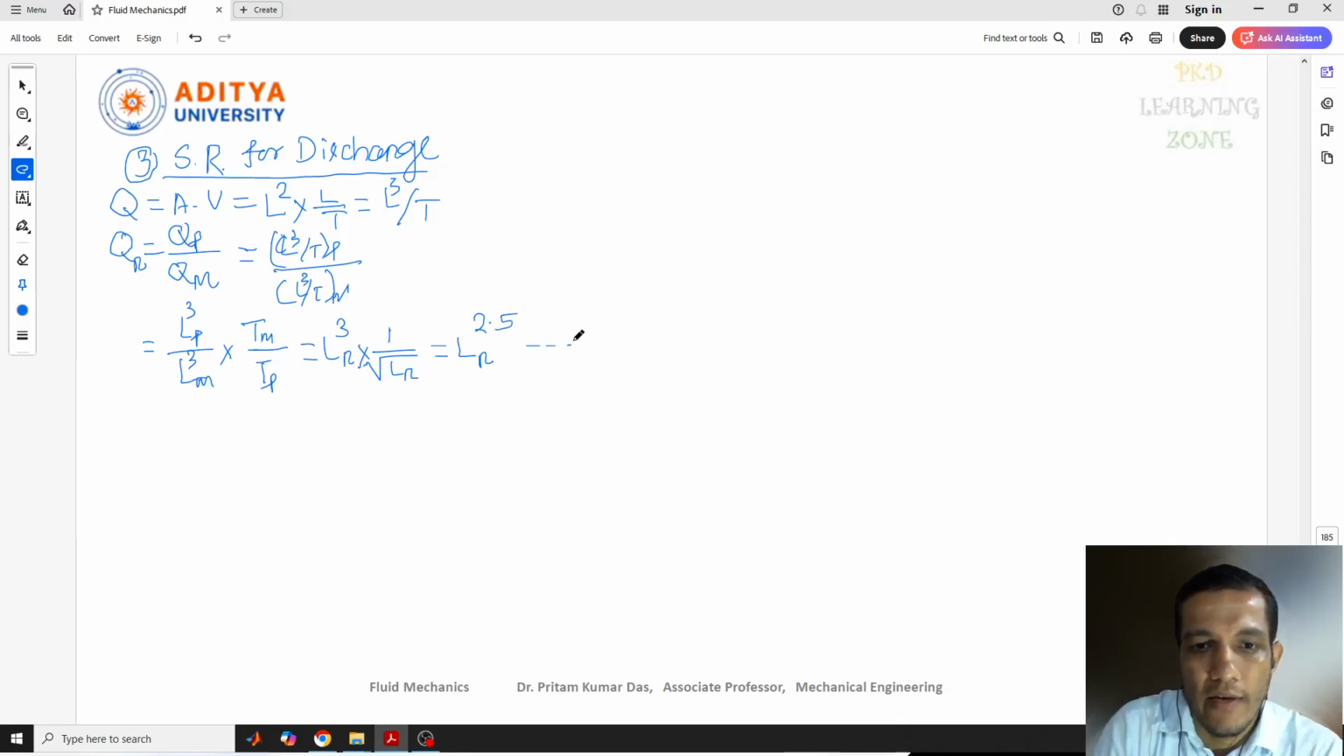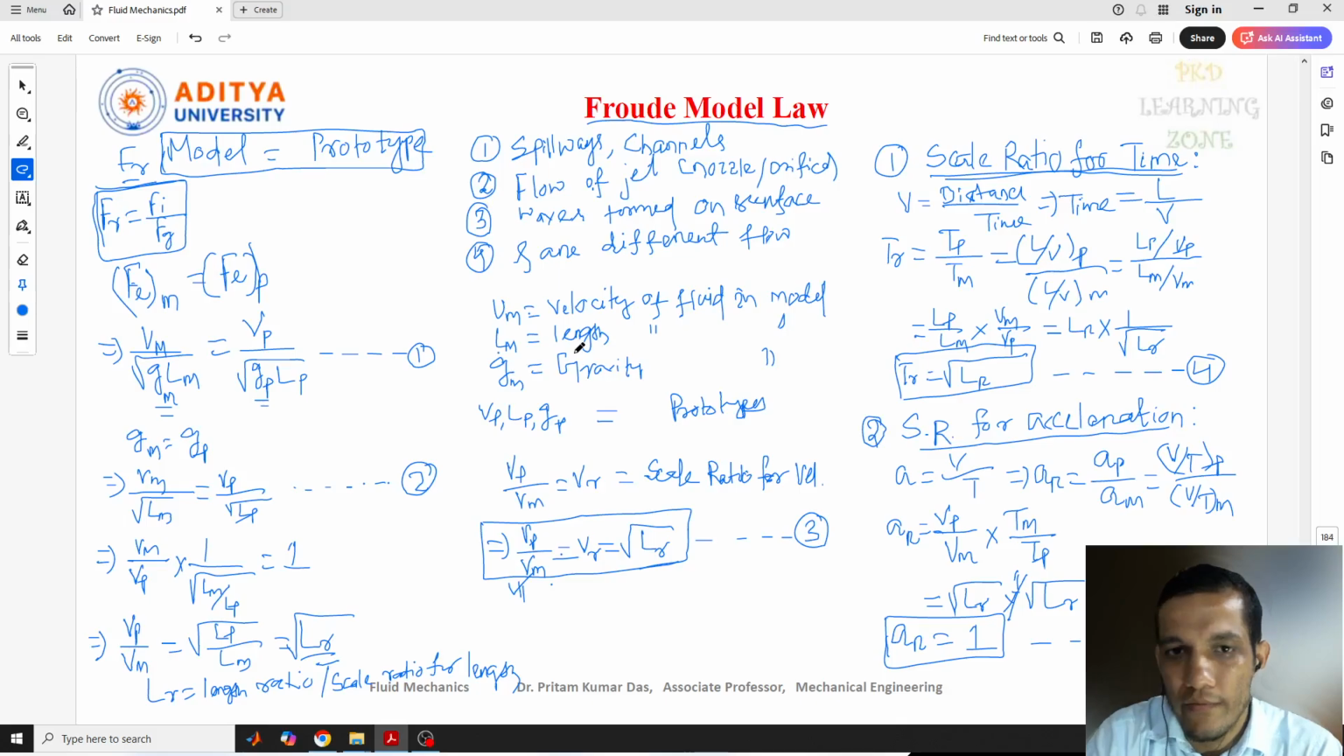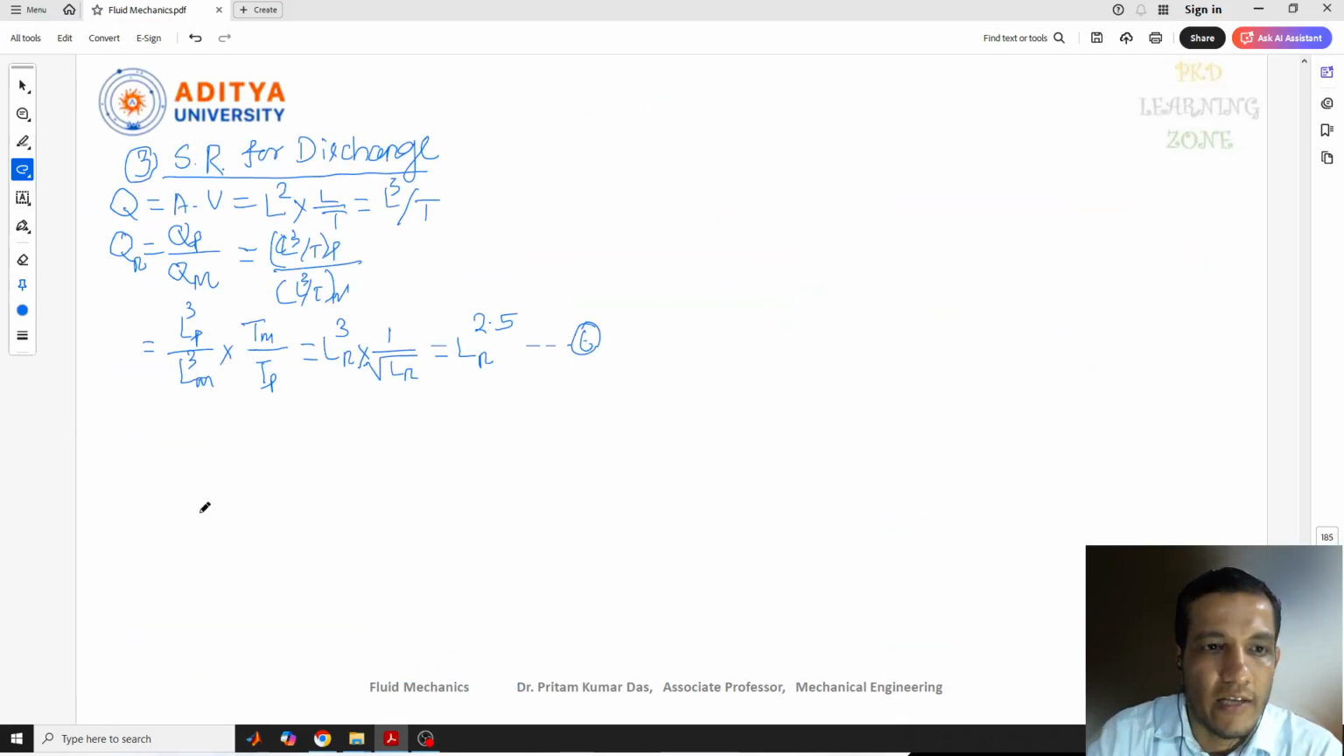So this one we can give another number, equation 6. I hope previously we have given 5. Yeah, now this is 6. So this is another scale ratio. Similarly we'll solve another one, the scale ratio for force.